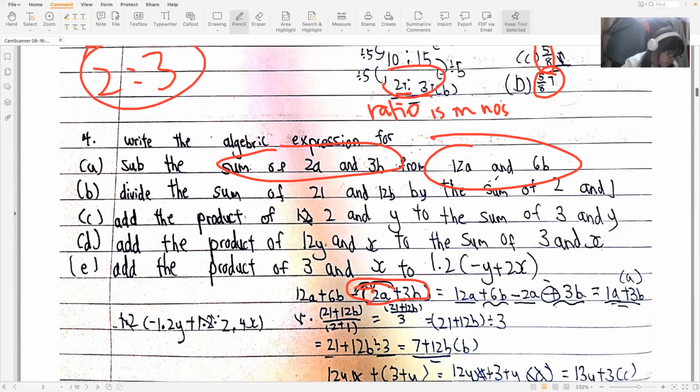Okay, so next, my question to you is 12A minus 2A. You are telling me you get 1A? Isn't it? 12A minus 2A, you are getting 1A, right?